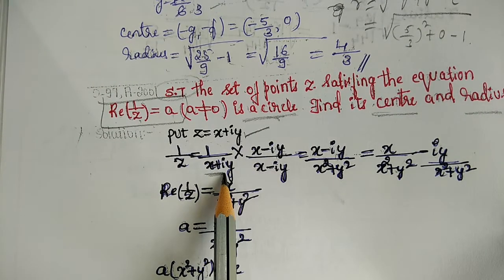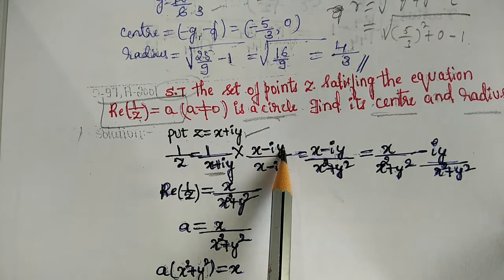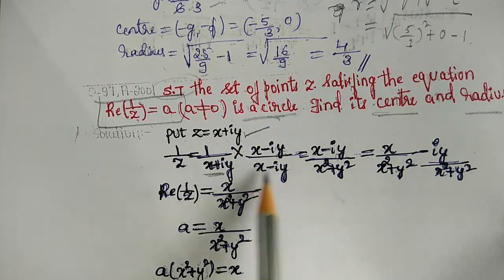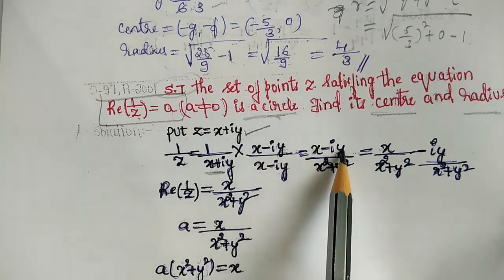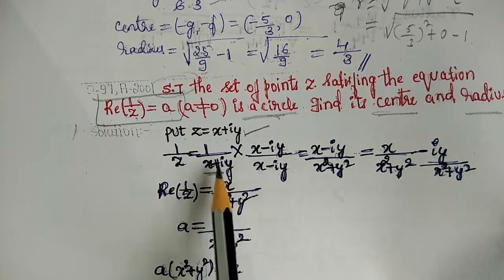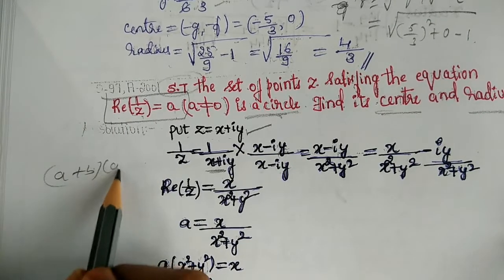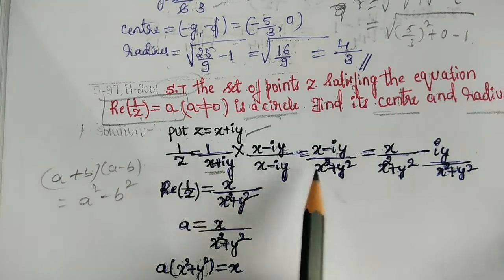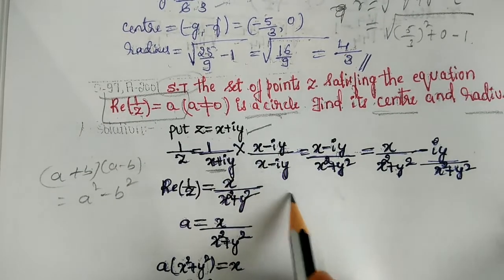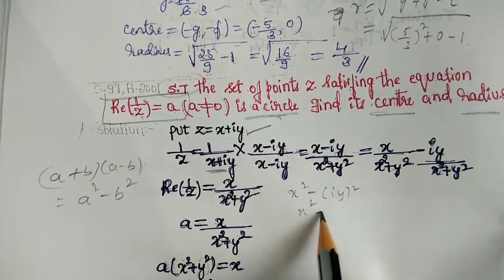So just take the conjugate of this, multiply and divide by its conjugate. The conjugate of x plus iy is x minus iy. Multiply by x minus iy and divide by x minus iy. So we remain with what? 1 into x minus iy is x minus iy in the numerator, but in the denominator x plus iy into x minus iy. It is in the form of a plus b into a minus b. What is a plus b into a minus b? The formula is a square minus b square. So this becomes x square minus iy whole square.